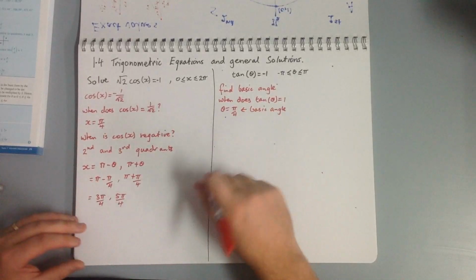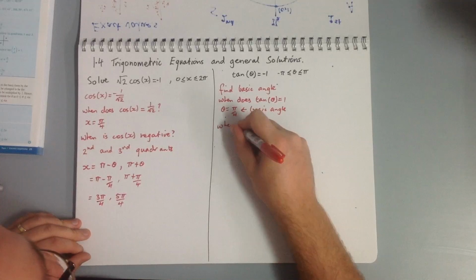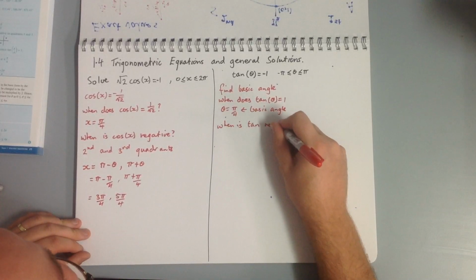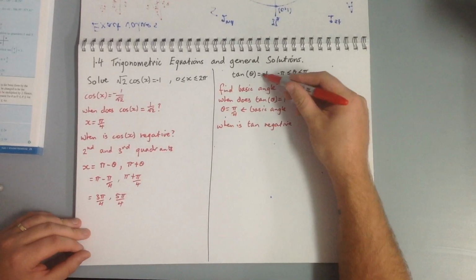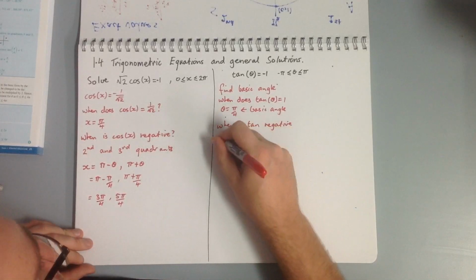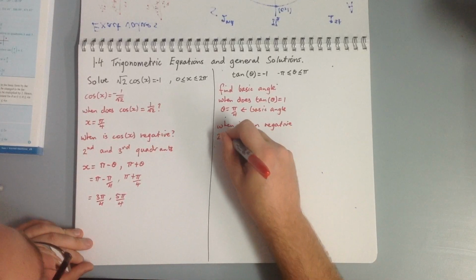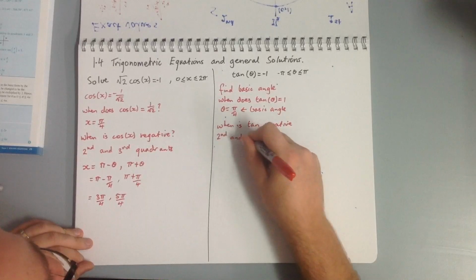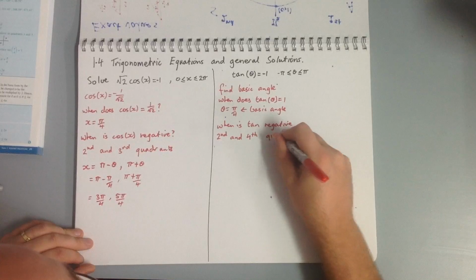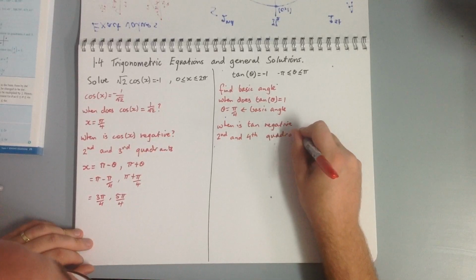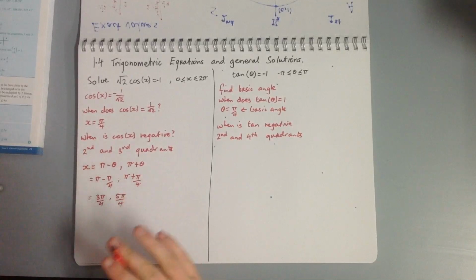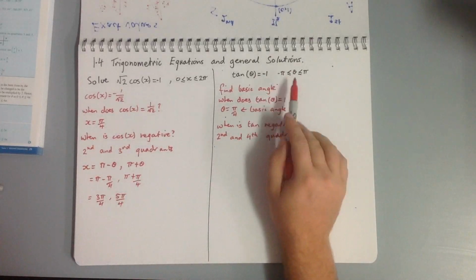When is tan negative? Because we have -1. Tan is negative in the second and fourth quadrants. Second and fourth quadrants. So now the only thing that's a little bit trickier here is our domain.